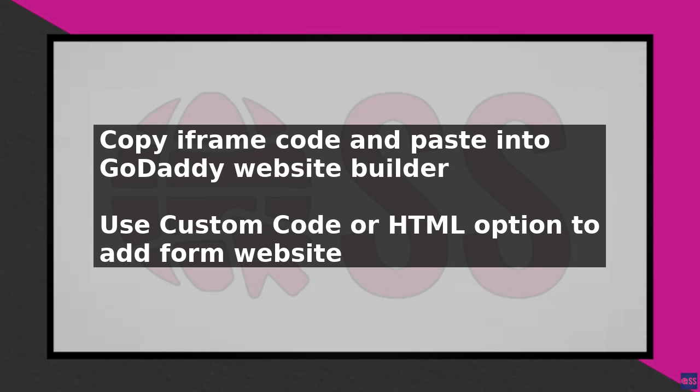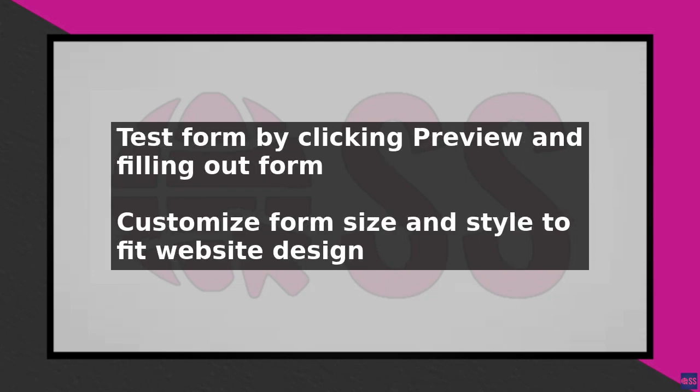The form should now be visible on your website, but you may need to adjust the size and style to fit your website's design. You can do this by clicking on the form and using the editing tools provided by your website builder. To test the form, click on the Preview button and fill out the form as a user would.